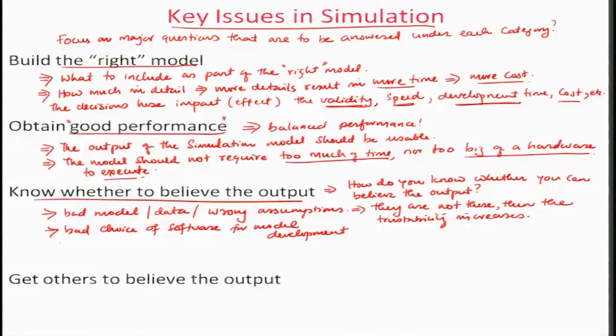Then the third part is incorrect statistical analysis. So, if you use the wrong statistical tool to analyze the data, then this will result in what we call GIGO, garbage in, garbage out. If you use the garbage tool and the wrong data to analyze the data of the simulation experiment, then you will get garbage output, or the incorrect result will come to you. Then the last one is wrong interpretation of the output.